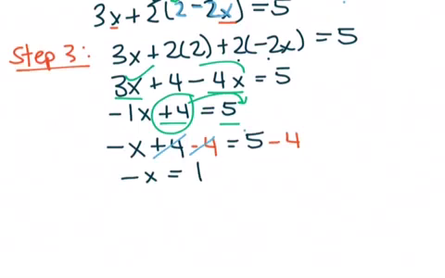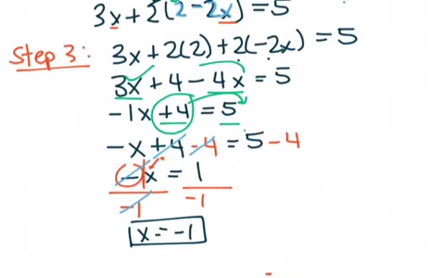Last thing we've got to do, get rid of this negative. Don't forget that this is actually a negative 1. So how do you get rid of a negative 1? Well, that's easy. We just divide by negative 1, because don't forget that this is multiplying. Divide by negative 1 on the left-hand side and on the right-hand side as well, and we're left with x equals 1 divided by negative 1, which is just negative 1.